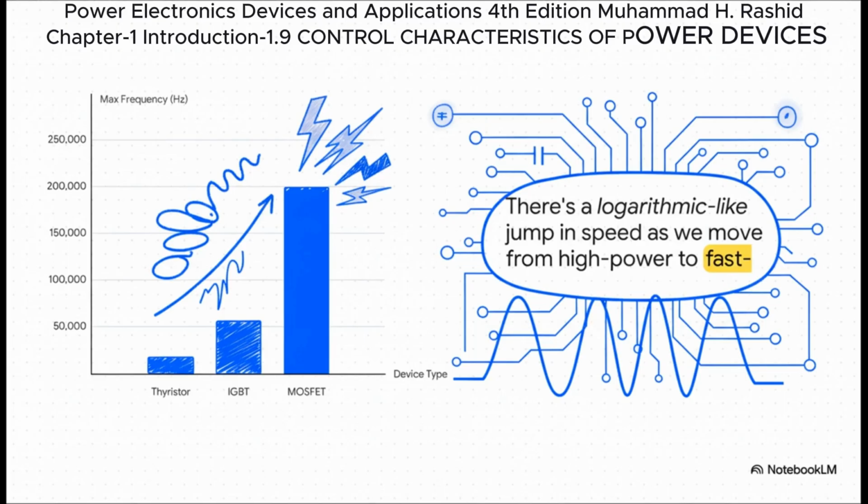Seeing it in a table is one thing, but when you visualize it like this, the difference is just staggering. I mean, we are not talking about small incremental improvements here. Look at that jump in speed. It's almost logarithmic as we go from the big, slow thyristors to the zippy little MOSFETs. This incredible speed is what makes all of our compact, high-frequency gadgets possible. Think about your laptop charger. It wouldn't exist without this.